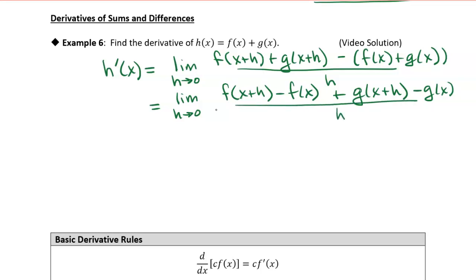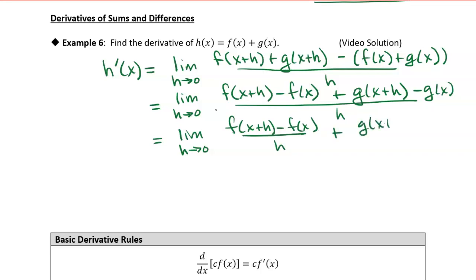Okay, so now I could break up that numerator. I could write this as the limit as h goes to 0. I can actually write this as f of x plus h minus f of x all over h plus g of x plus h minus g of x all over h, right? Just taking the first two terms divided by h and taking the last two terms divided by h. And you can see what's happening here, right? It's starting to look a lot like the derivative, right?